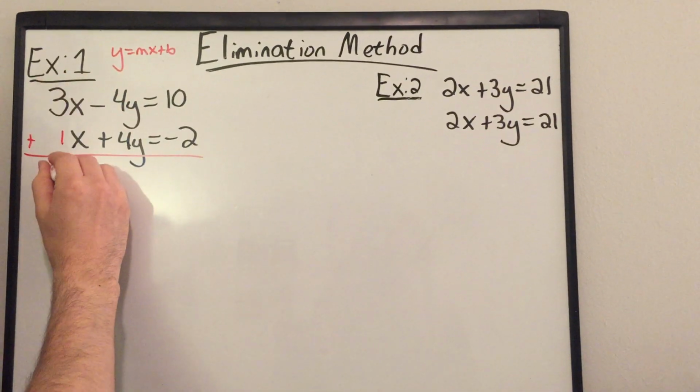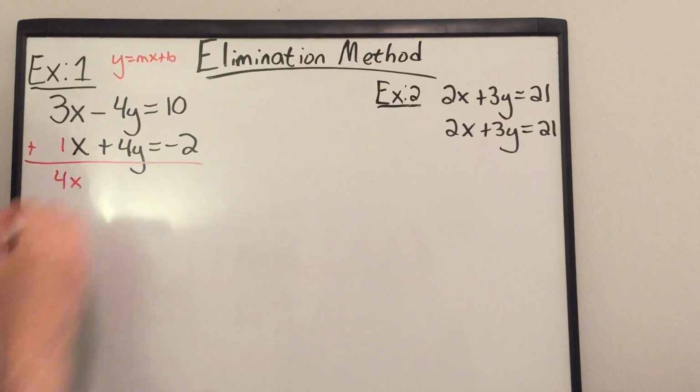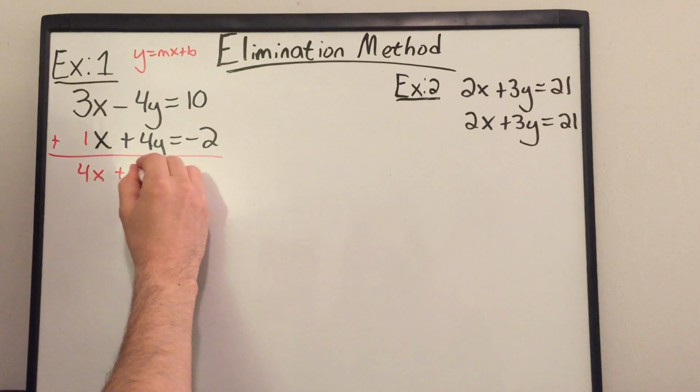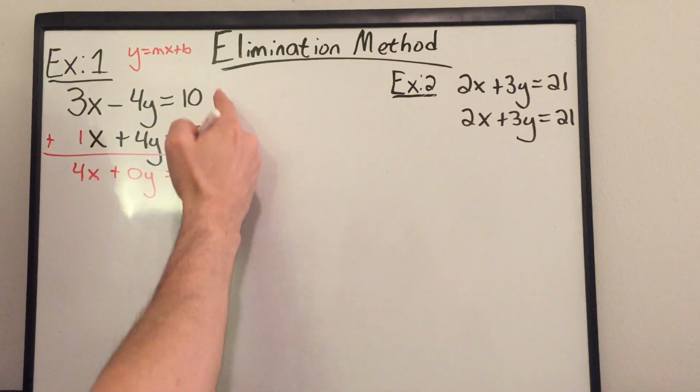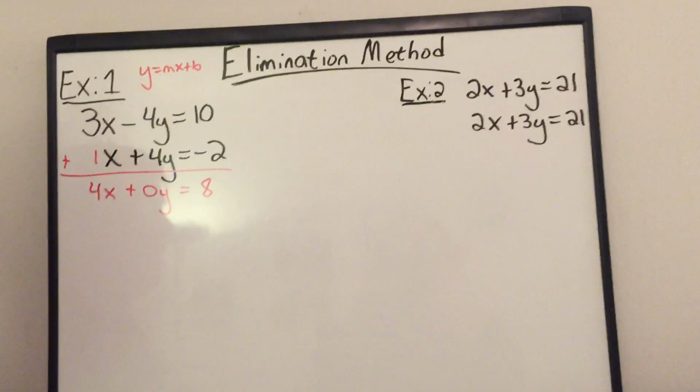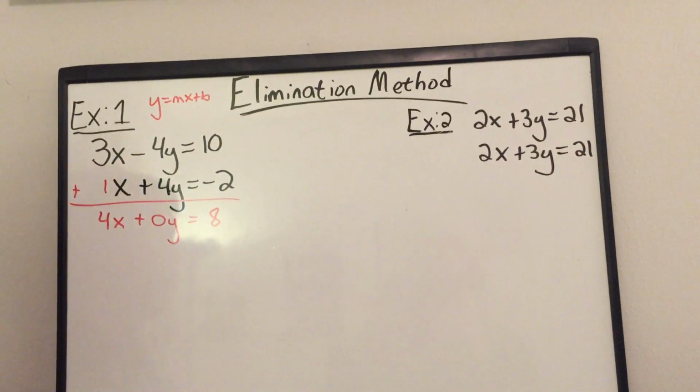So 3 plus 1 gives me 4x. Negative 4 plus 4 gives me 0y. And then 10 minus 2 gives me 8. So this is perfect. This y variable gets eliminated.